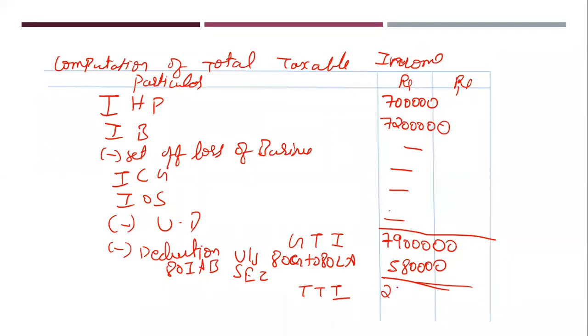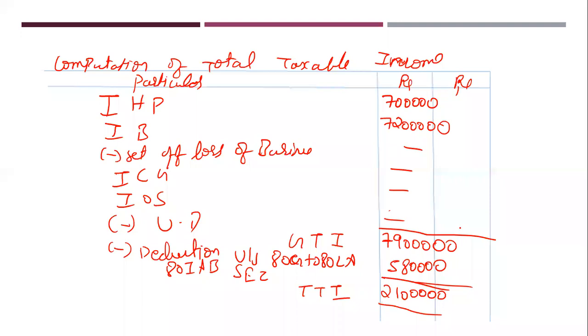21 lakhs. Okay. So this is how we have to compute. Can we compute the normal tax liability for this question? But in the problem they didn't mention. Yes or no? Yes. So now they have given the normal tax liability, total income. We got the total income and we have to proceed.